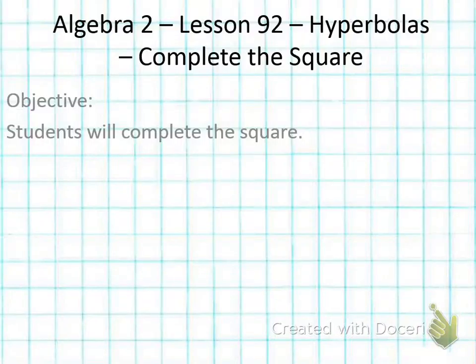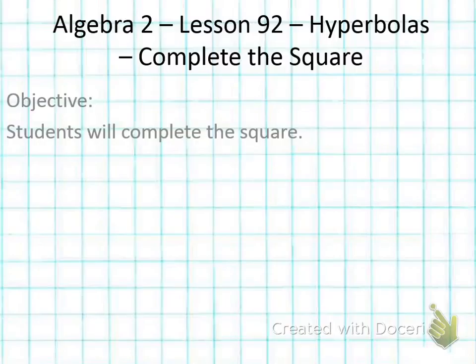Alright, this is lesson 92, completing the square with hyperbolas. In this section, you're going to get the equations given to you. There are these long equations, and you have to know how to complete the square to put them in the right form. The standard form of any equation, either a circle, ellipse, hyperbola, and then we're going to do parabolas in a few days here.